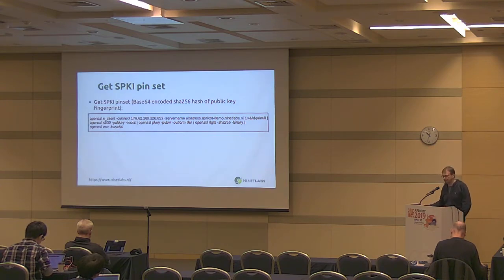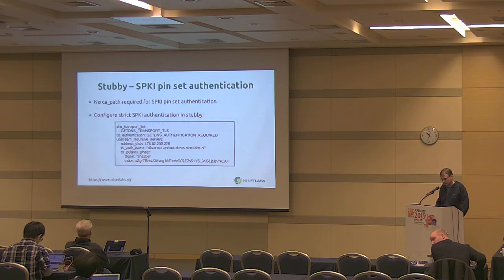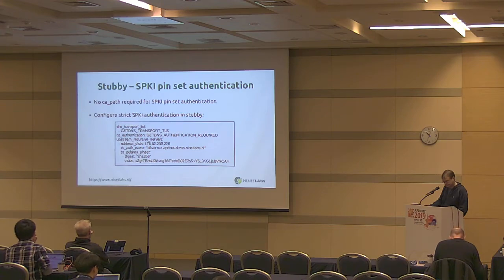in which case you first need to find out what your SPKI value actually is. That needs some OpenSSL magic again, like there. Once you're done with this, what falls out is a base64 encoded key hash. And then you just take that, which is at the very bottom here, and put that into your Stubby configuration. You need to change the authentication method to, where is it? Oh yeah, you use the TLS pubkey pinset there, set the digest method to SHA-256 and give it the value.